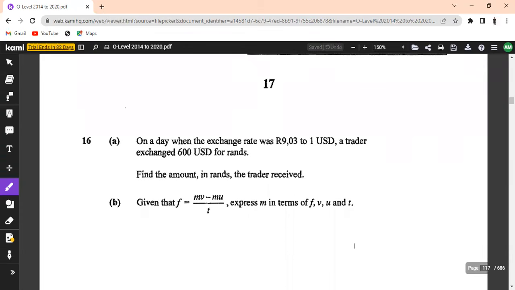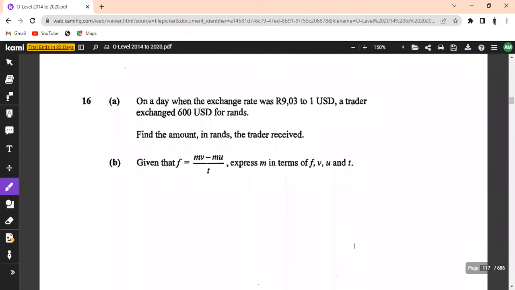All right. Then number 16, on one day, the exchange rate was 9.03 Rand. A trader exchanged $600 for rands. Find the amount in rands the trader received. So we need the amount in rands in this case. Okay. So each US dollar is equated to what? Is equated to 9,03 Rand. All right. So this is 9,03 Rand.